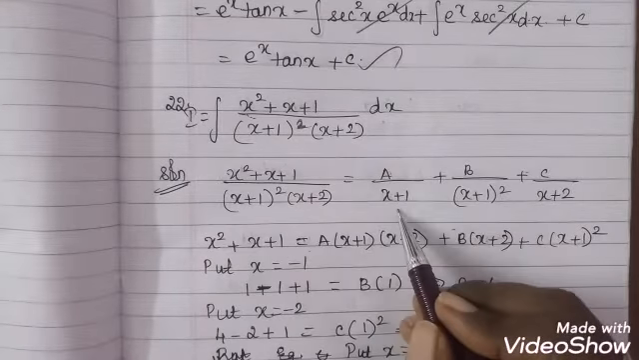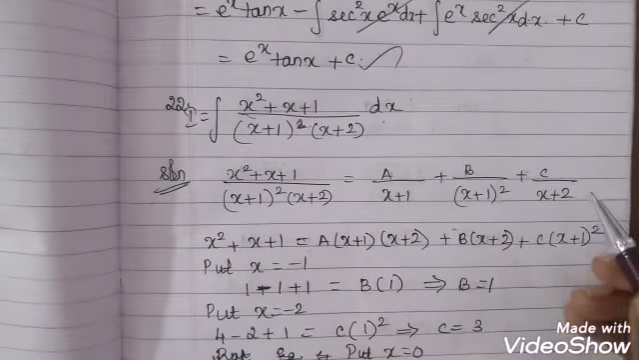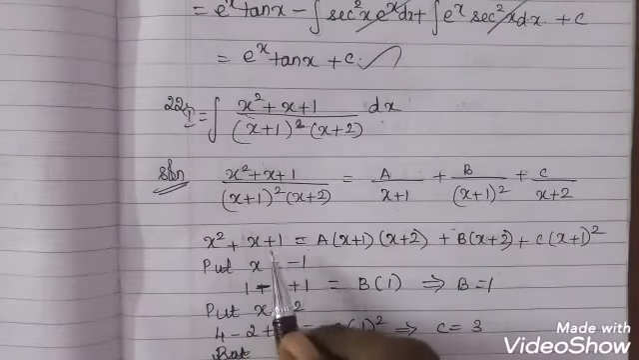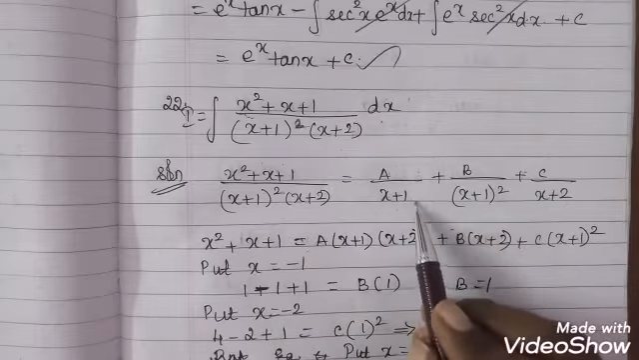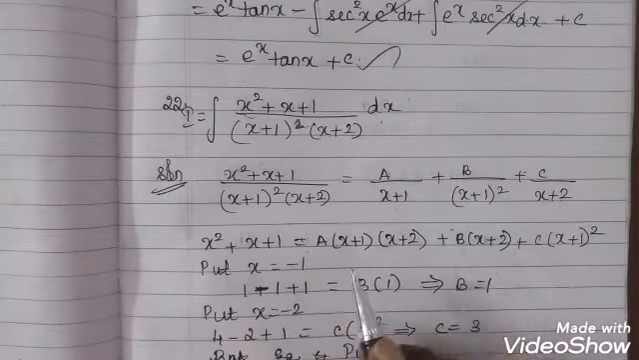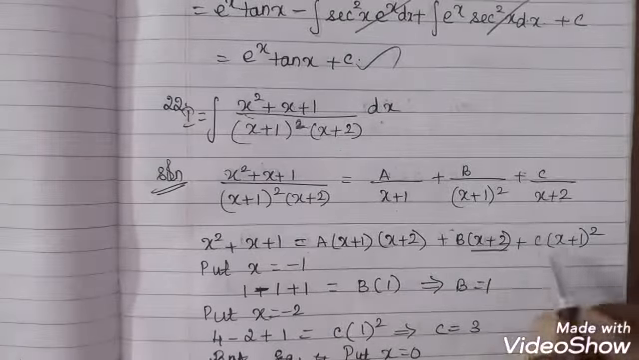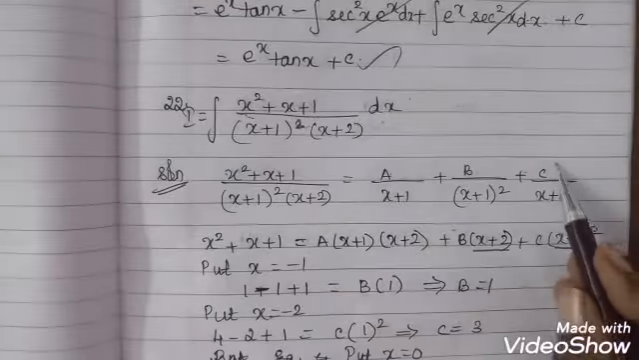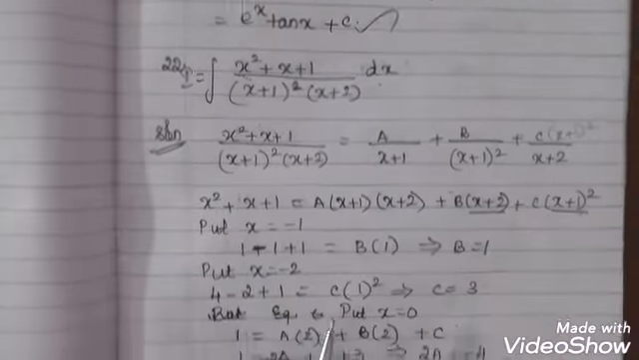It is equal to a by (x plus 1) plus b by (x plus 1) the whole square plus c by (x plus 2). This is how you write it here. So how can I write it? X squared plus x plus 1 is equal to a into, taking the LCM, (x plus 1) into (x plus 2), plus b into (x plus 2), plus c into (x plus 1) the whole squared, because here you don't have (x plus 1) the whole square in the others, c into (x plus 1) the whole square.